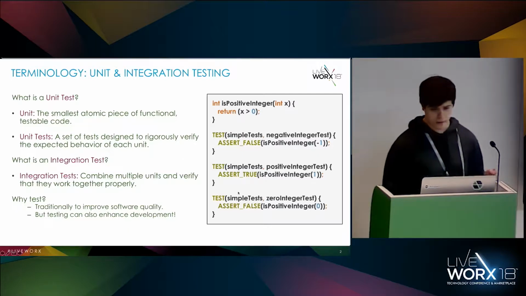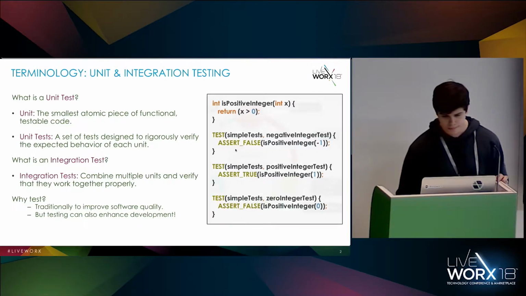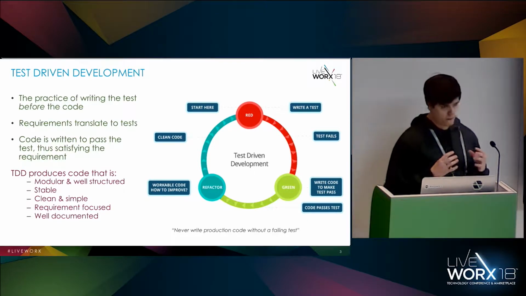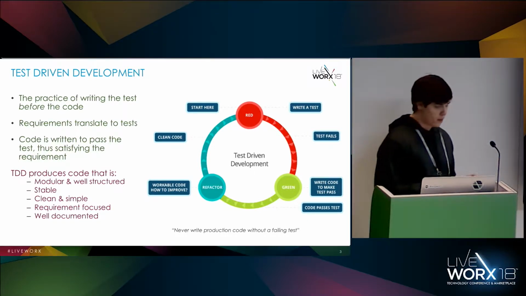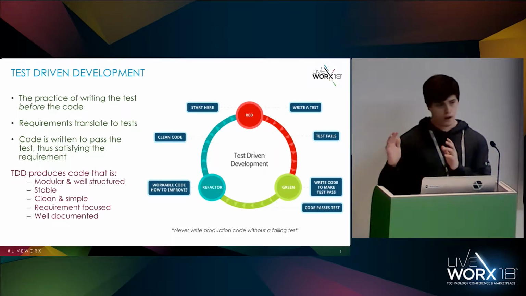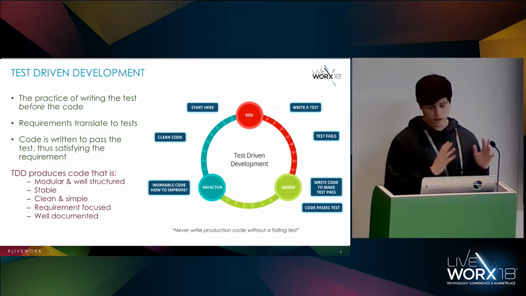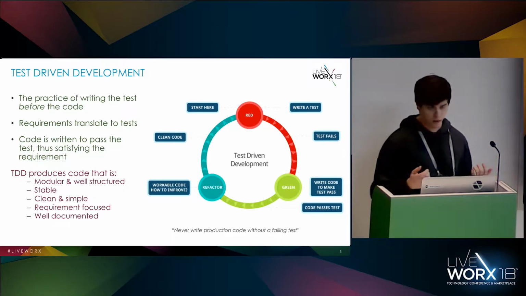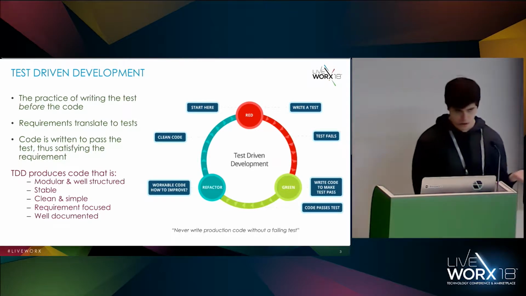So let's talk a little bit about test-driven development. Test-driven development is the idea of writing the test first and writing the code after the test. It sounds a little strange, but essentially you have your software requirements, and those translate directly into tests. And then you write the production code to pass the test, thus satisfying the requirement. So why would you want to do something crazy like that?